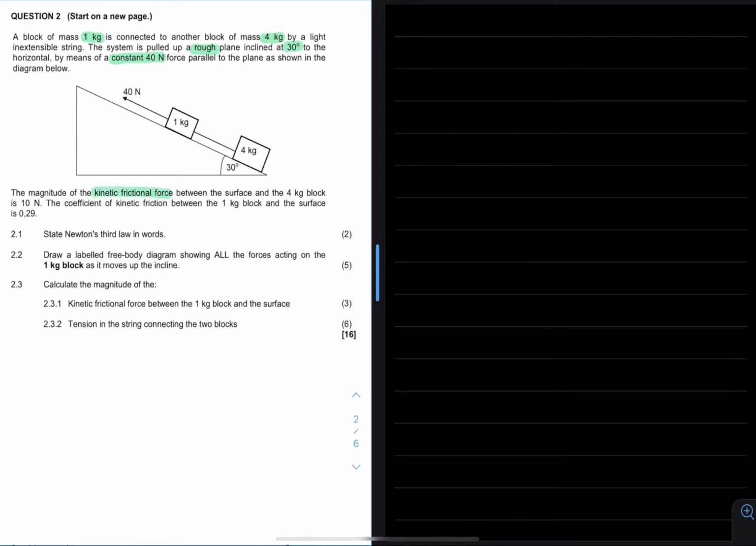The magnitude of the kinetic frictional force between the surface and the 4 kilogram block is 10 newton, and the coefficient of kinetic friction between the 1 kilogram block and the surface is 0.29. So from the information given, we can gather both the frictional force of the 4 kilogram, which is 10 newton, and the coefficient of friction was given as 0.29 for the 1 kilogram block.